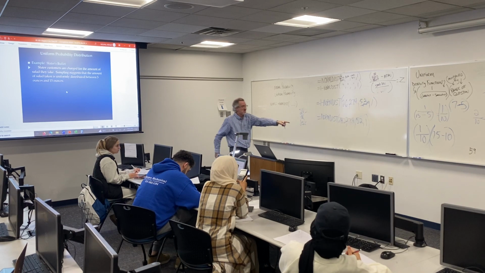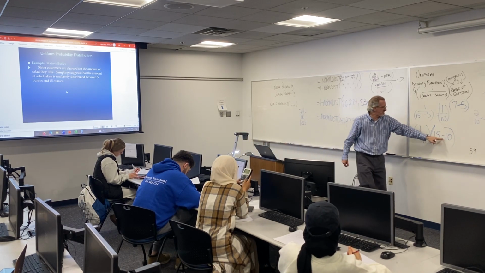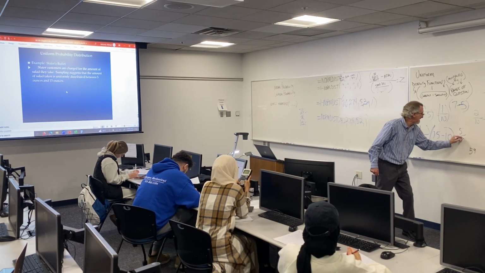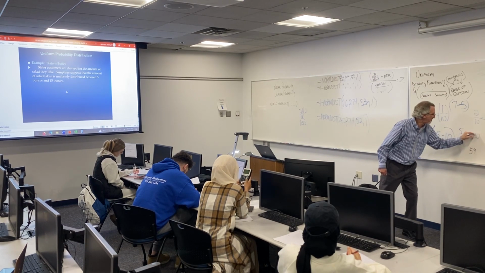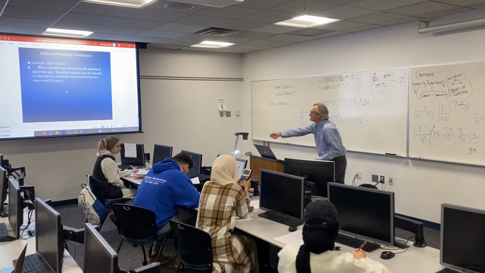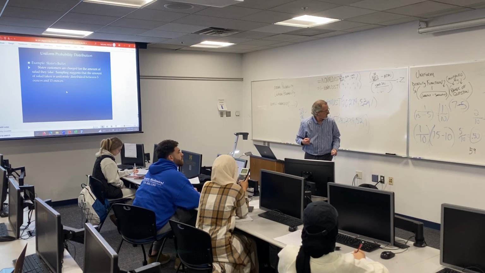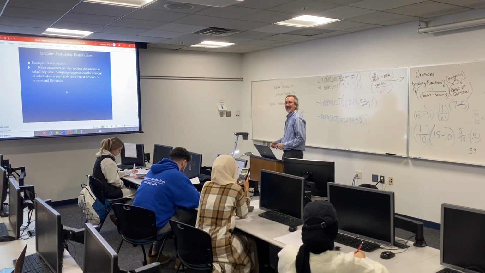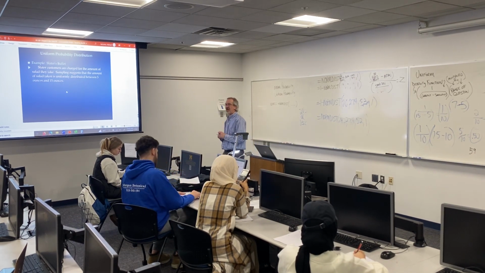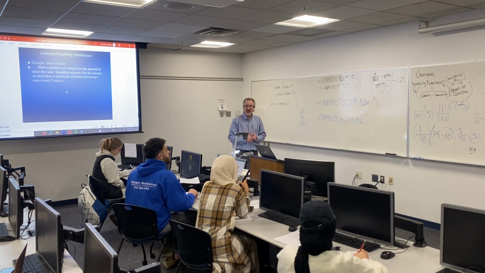So let's calculate this. This would be 1/10 over 15 minus 10, that's 5 over 10 equals 0.50. 50% chance the next salad is going to be 10 ounces or more, because it's exactly half of the full distribution. That makes sense. I want to make sure you get this.